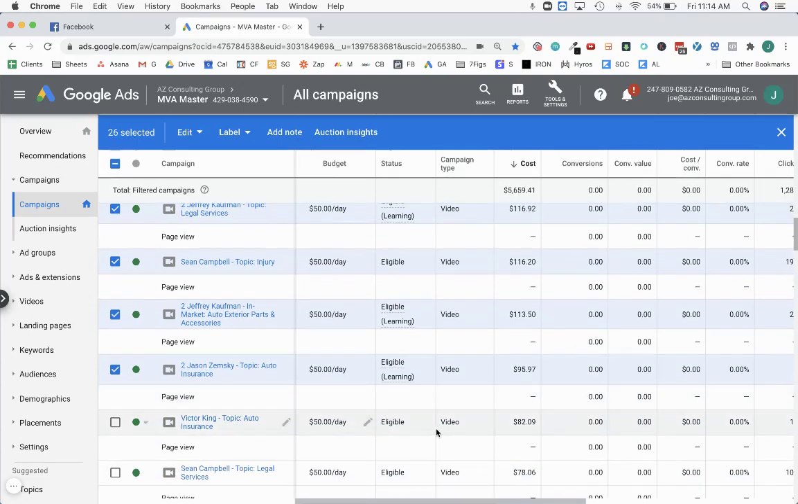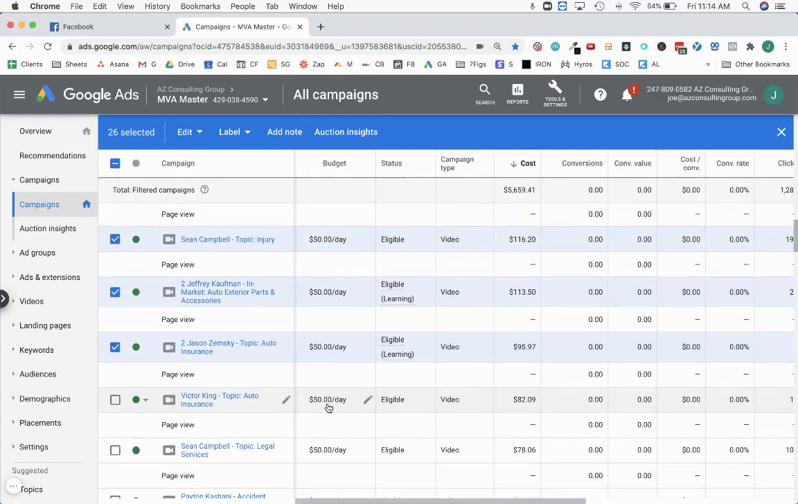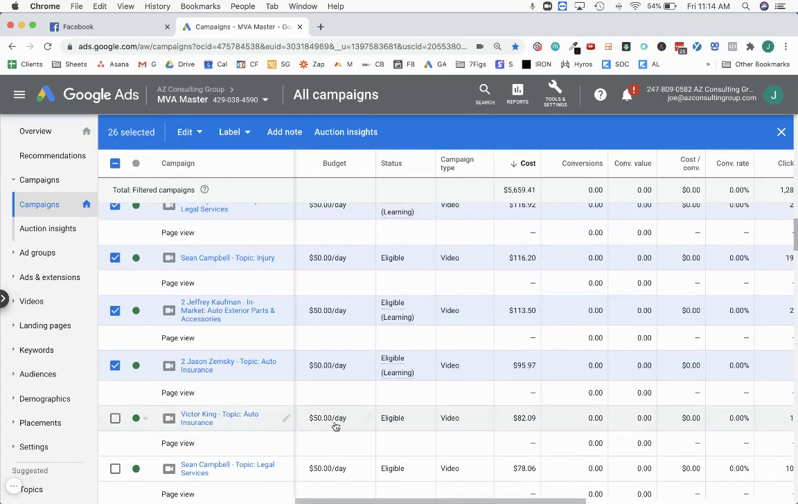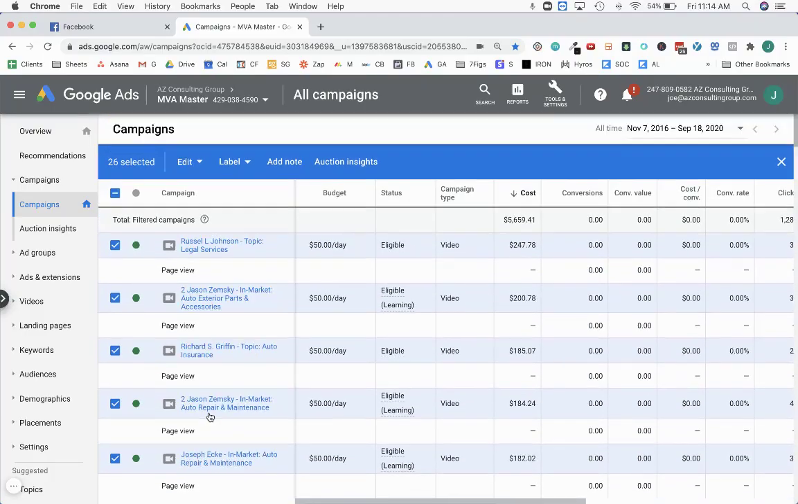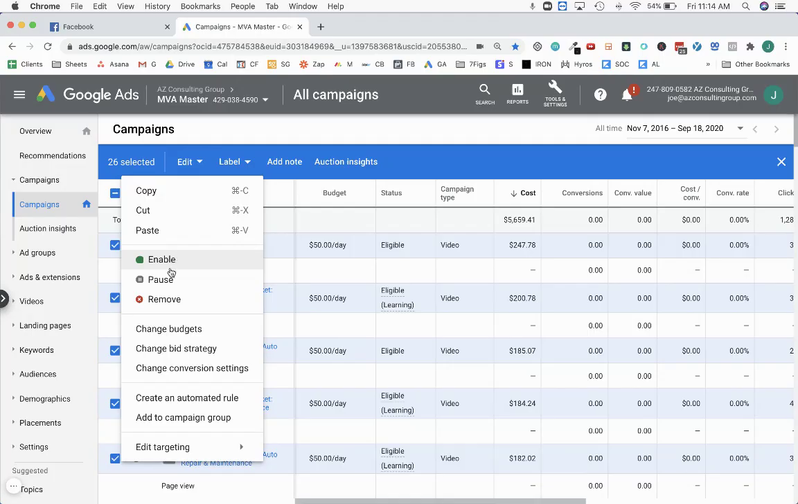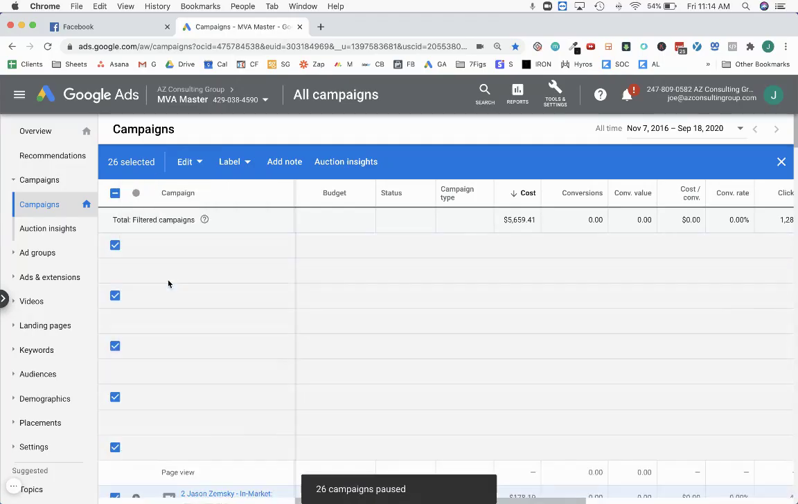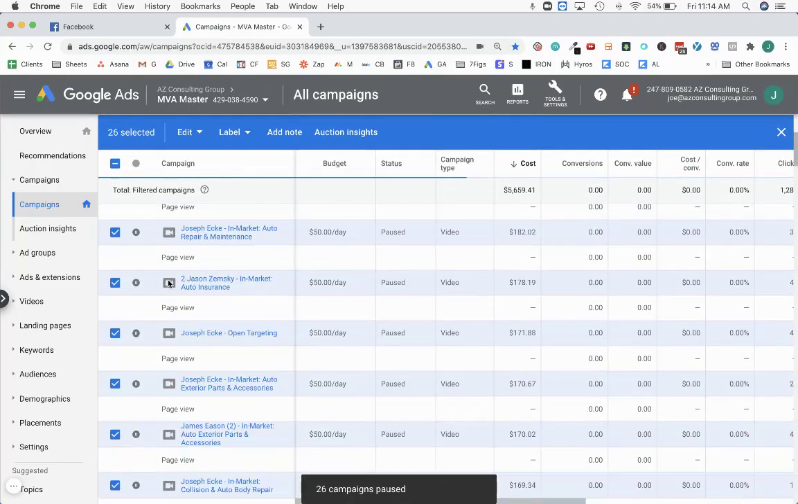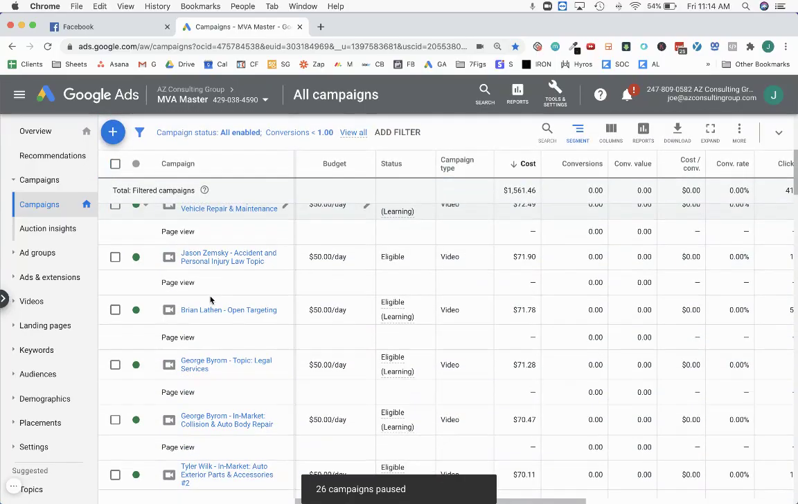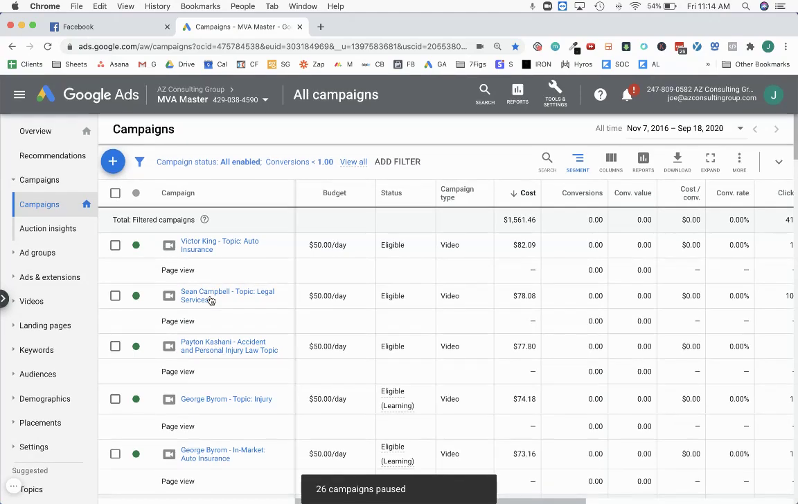We can keep Victor King on for now. He's only at 82, but as soon as he gets close to that $100 mark, we want to be cutting that off because there's plenty of other campaigns that can convert under KPI. Okay, let's go ahead and pause. Awesome. Now we're not spending money on campaigns that are already proving to be losers.